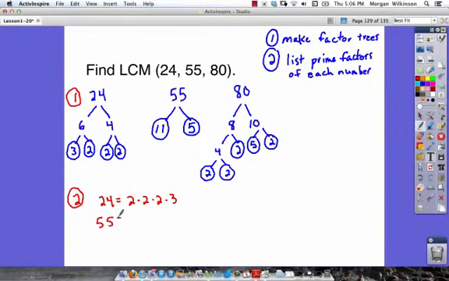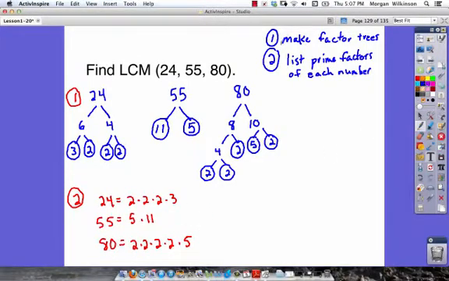55 is equal to 5 times 11. And 80 is equal to 2 times 2 times 2 times 2 times 5. So we've got 4 2's there. All right, we've got our second step.